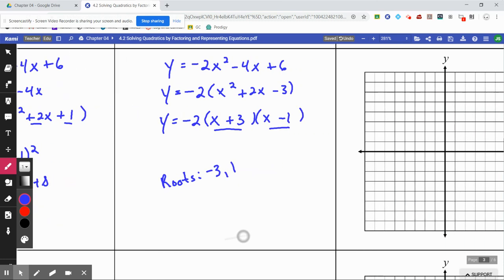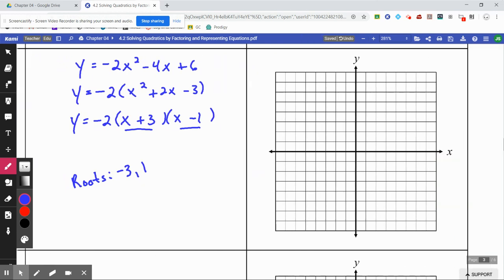We have a vertex at negative 1, 8. Let's go ahead and plot it. 1, 2, 3, 4, 5, 6, 7, 8. You have roots at negative 3 and at a positive 1. So therefore, you have a picture of what your parabola looks like.